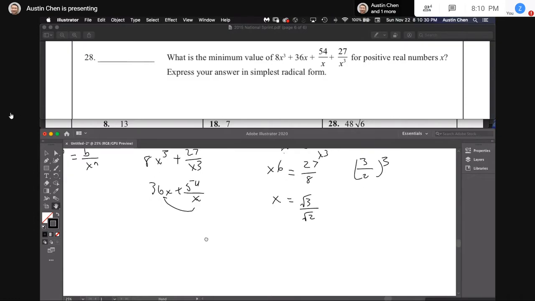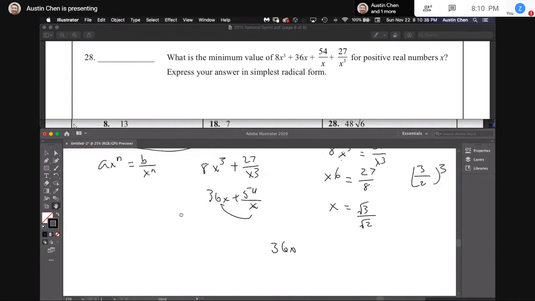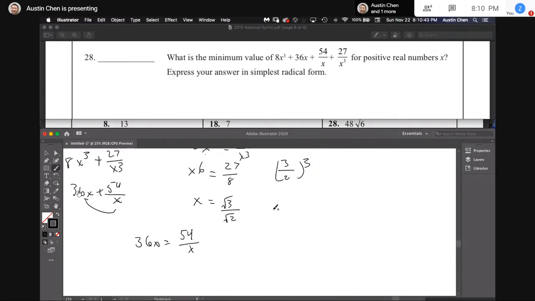Okay, and then we should also look at when this is minimized. This is minimized when they equal each other. So then it's saying this is minimized when x squared equals 54 over 36. You could take out a 9 from top and bottom to get 6 over 4, and you could take out a 2 to get 3 over 2. Okay, so then you get x equals root 3 over root 2 when you minimize that.